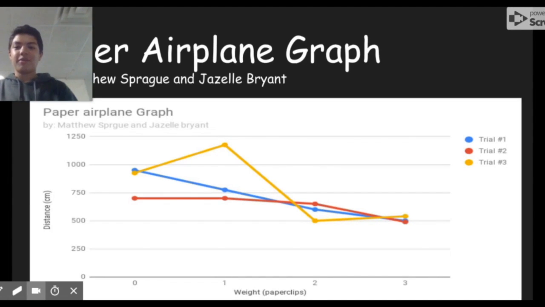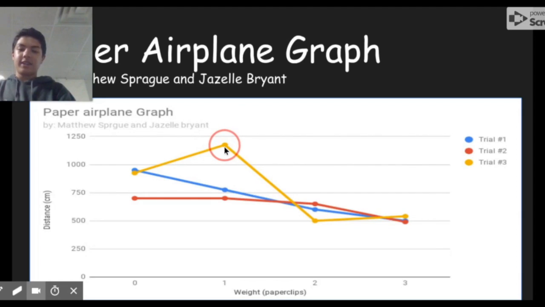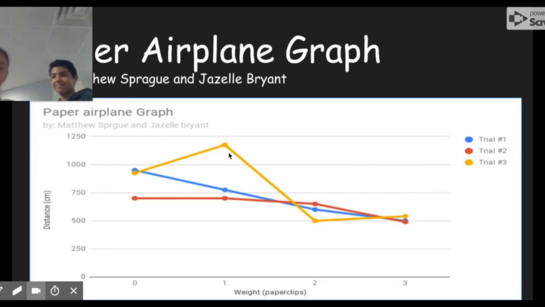For our paper airplane, we use paper clips as our variable, which is weight. So as you can see, we have 3 trials. Trial number 1 is represented by the blue line, trial number 2 is the red line, and trial number 3 is represented by the yellow line. As you can see, trials 1 and 2 look pretty consistent on the graph. However, in trial 3, there is one major inconsistency at this point right here, which is probably because we threw it wrong, or we did not throw it how we had been throwing it. From the data we collected, you can conclude that the less weight that's on the paper airplane, the farther it will go.